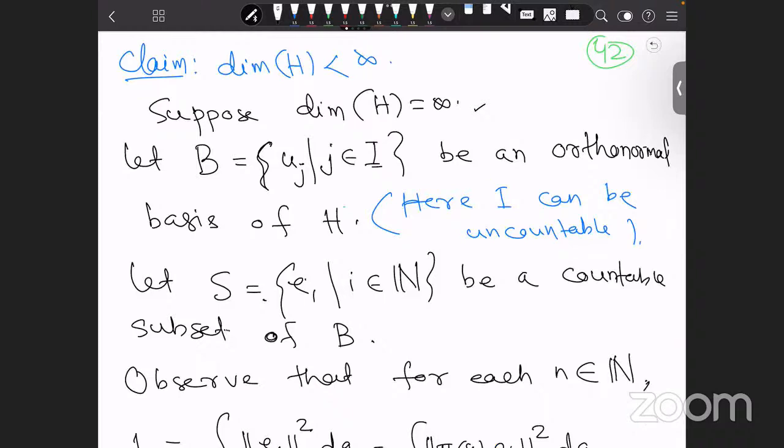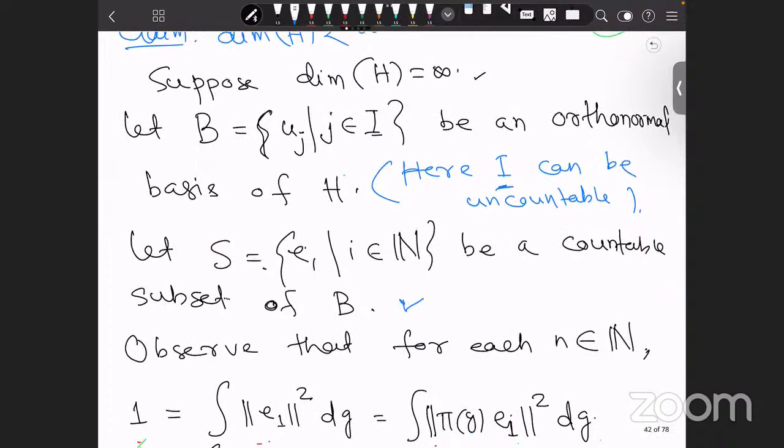Suppose the dimension of H is infinite. Let B equal to u_j, j belongs to the index set, be an orthonormal basis of H. This B may be uncountable, so the index set can be uncountable. So I choose a countable subset S of B. Let S equal to e_n, n belongs to N, be a countable subset of B. So I am assuming the dimension of H is infinite. I am taking an orthonormal basis B of H, which may be uncountable also, but I am taking a countable subset of B.